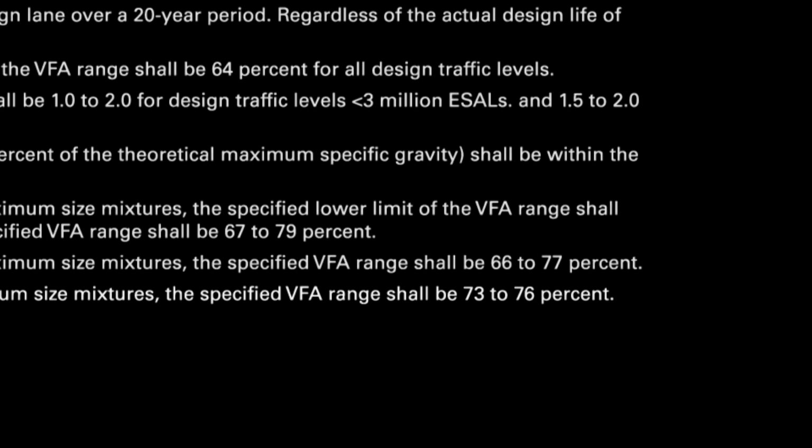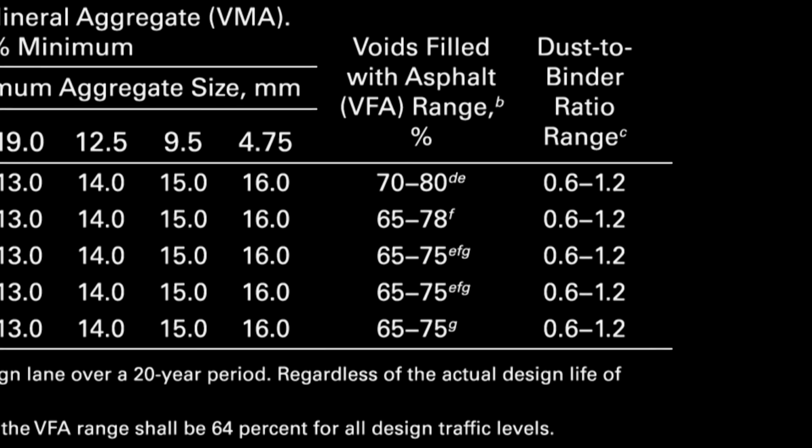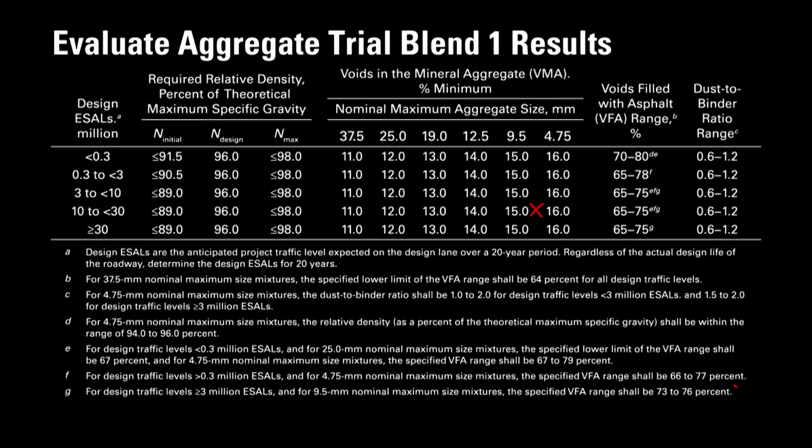The last property that we need to check is our dust to binder ratio, and it must fall within the range of 0.6 to 1.2. We calculated that our dust proportion would be 0.98 at our corrected binder content, and therefore we meet this SuperPave requirement. However, because we failed to meet the VMA and VFA requirements, this aggregate blend is unacceptable.